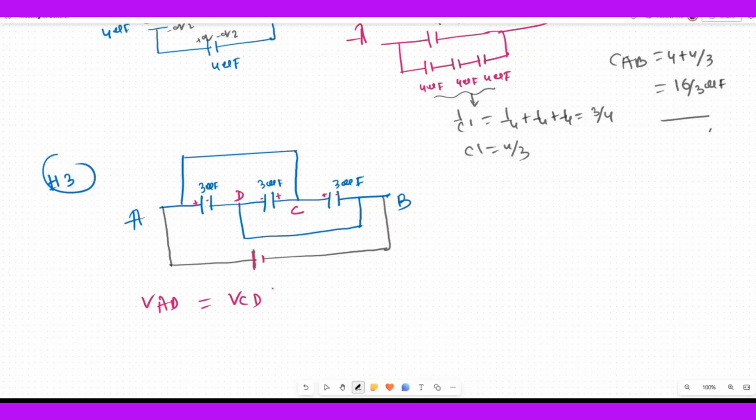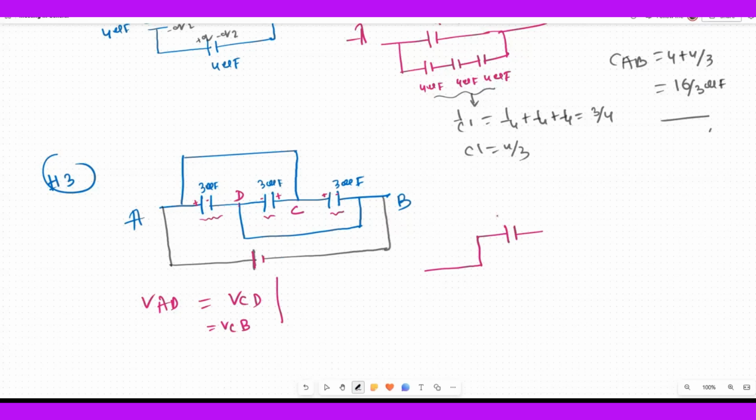And also VCB has the same potential because points A and C are common, B and D are also common. So across these three capacitors, the potential remains the same. As the potential remains the same, we can treat them as a parallel combination.